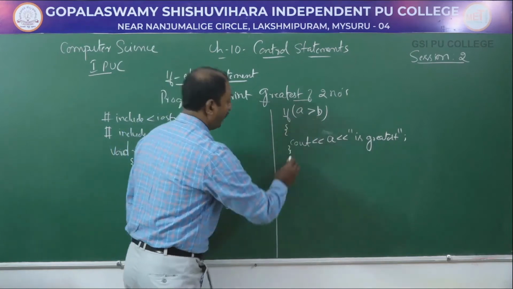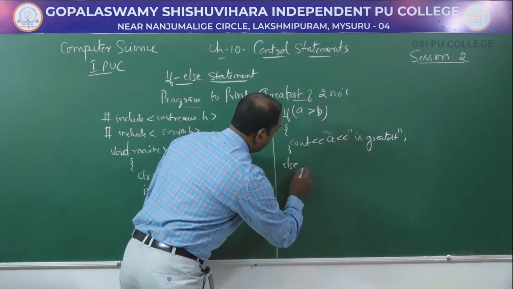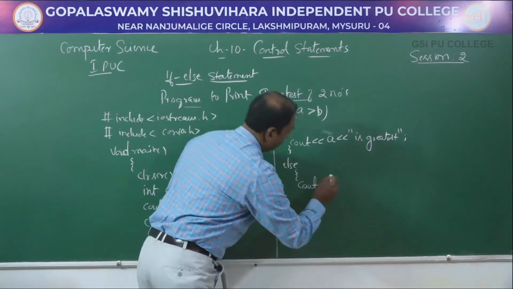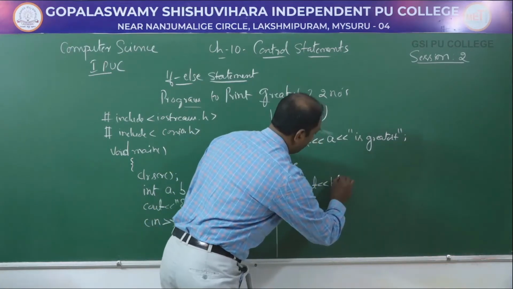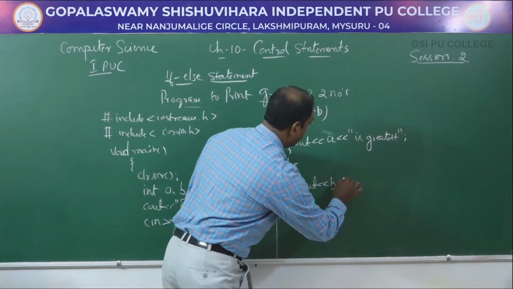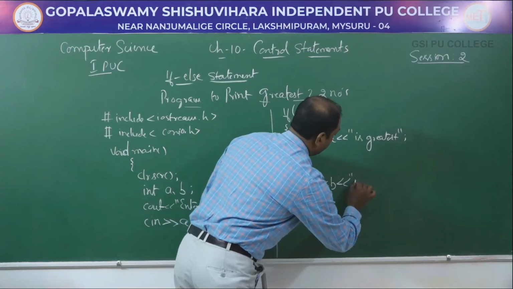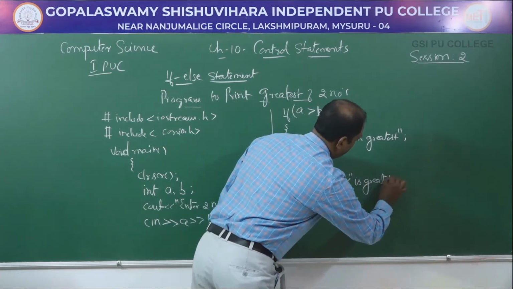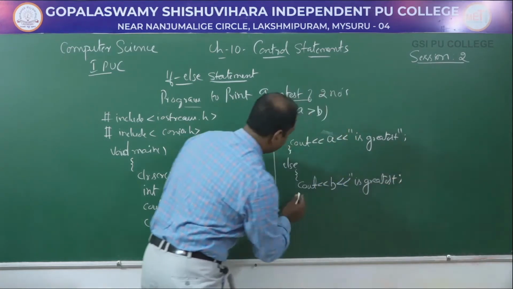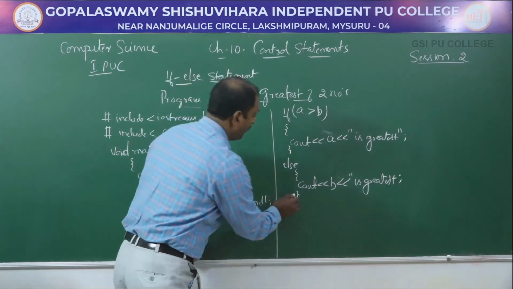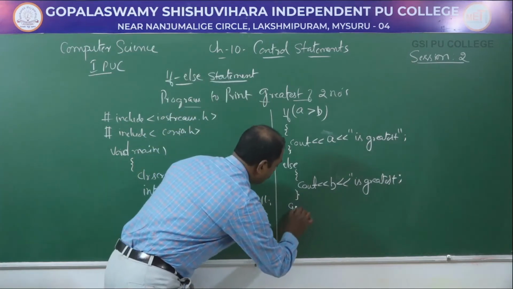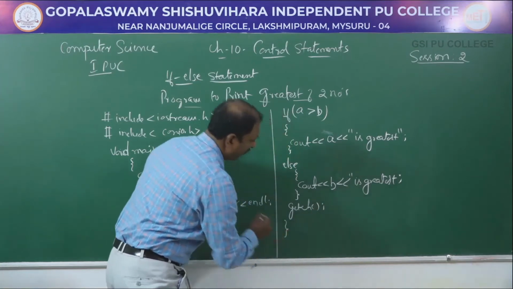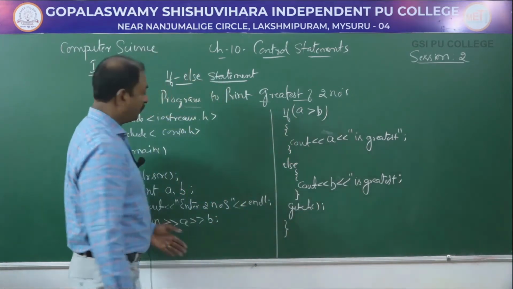Now if the condition fails, it goes to the else part. Here we have to print cout b, the variable value, then we have to say is greatest. Close this and close this bracket. Then we have to close the program with getch and the closing of void main. So this is the program.